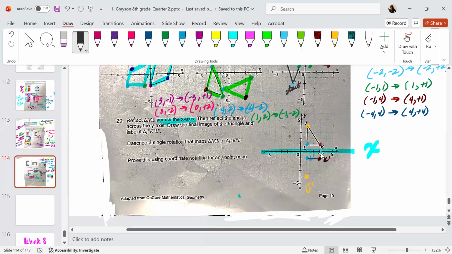Oh, come on. You stupid pen. Why is it doing that? Stop doing that. Stop. I don't know what's going on here.